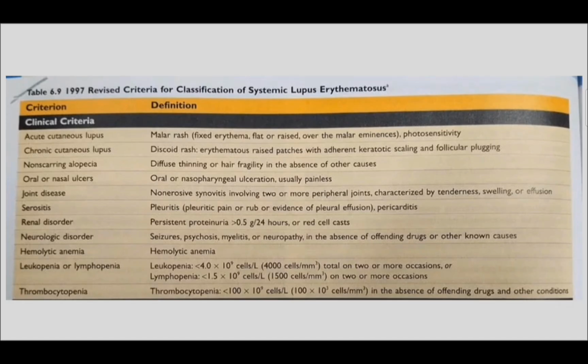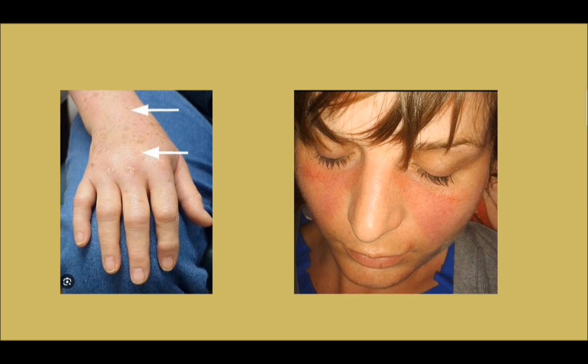The first one is acute cutaneous lupus, malar rash: fixed erythema, flat or raised over the malar eminences, tending to spare the nasolabial folds, and there is also photosensitivity. Here you can see the malar rash kind of looks like a butterfly rash. It is a typical presentation of SLE: butterfly rash over the face, fever, pain without deformity in one or more peripheral joints, pleuritic chest pain, and photosensitivity.